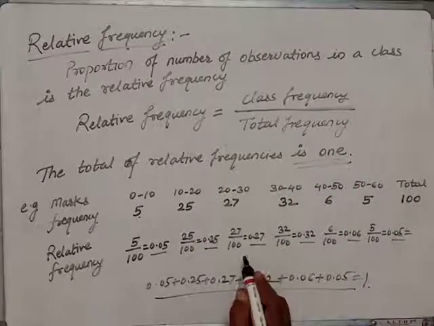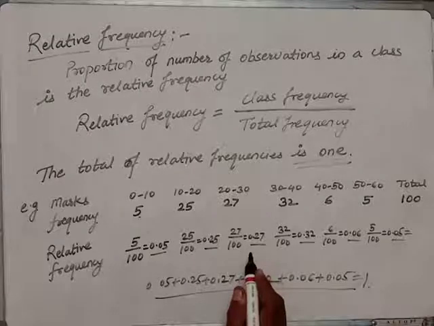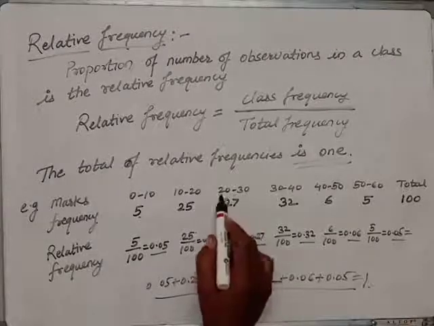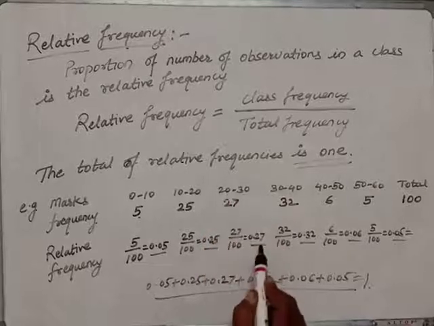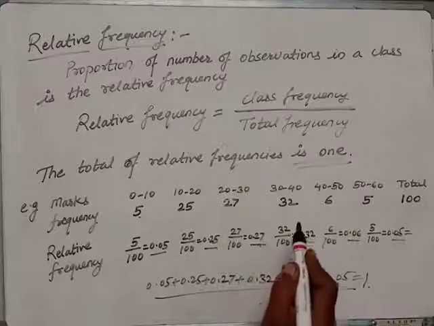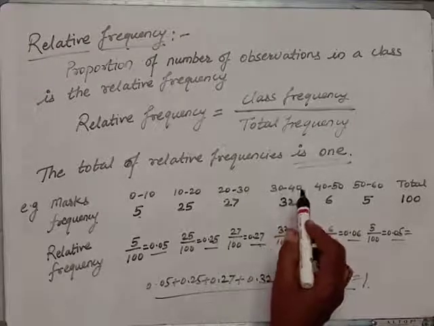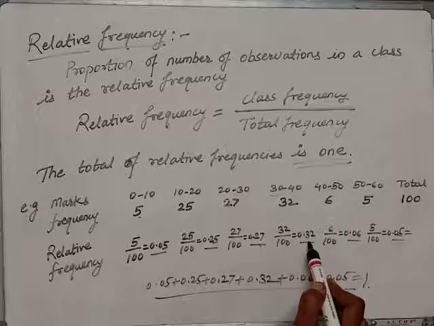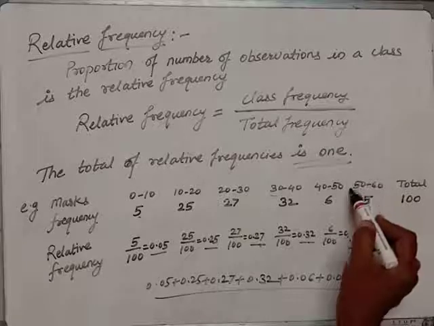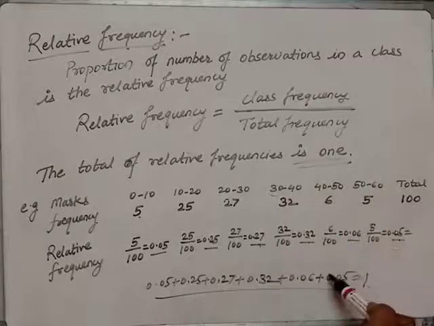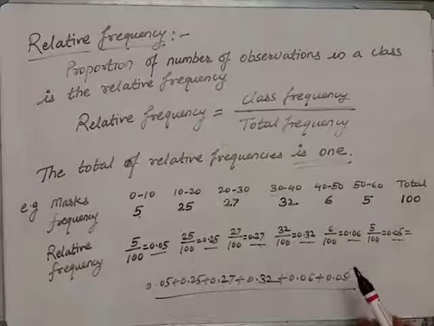Or from here we can say that the percentage of students who got marks between 20 to 30 is 27%. Percentage of students who got marks between 30 to 40 is 32%. Percentage of students who got marks between 50 to 60 is 5%. As such, we can determine the result from the relative frequency.